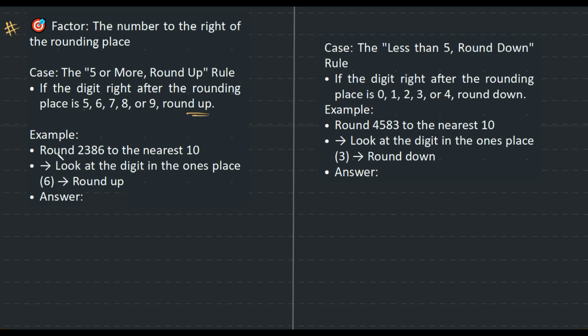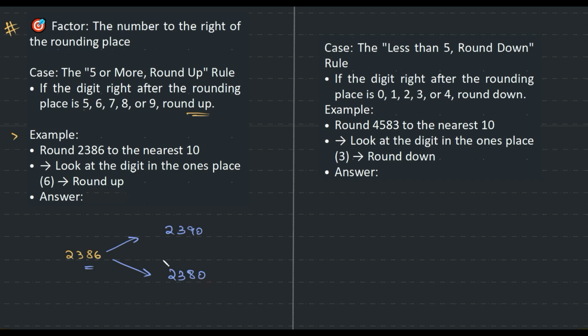For example, let's look at this. 2386 rounded to the nearest 10. So 2386. Tens place is 8, right? So it will either become 90 if not 80. Anything after that is to be copied and just written over there.